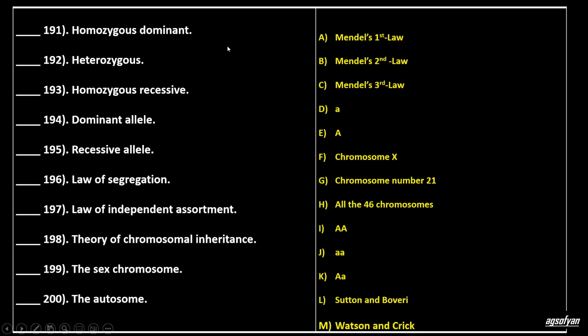191, homozygous dominant. Of course, it's going to be with two capital letters, allele. So this is the homozygous dominant. Heterozygous, one capital letter and one lowercase. So it should be this one. Homozygous recessive, it's going to be both carrying lowercase alleles.